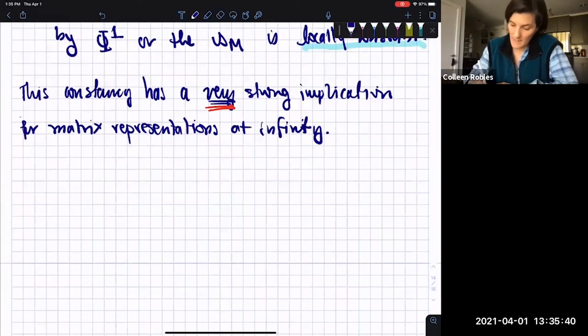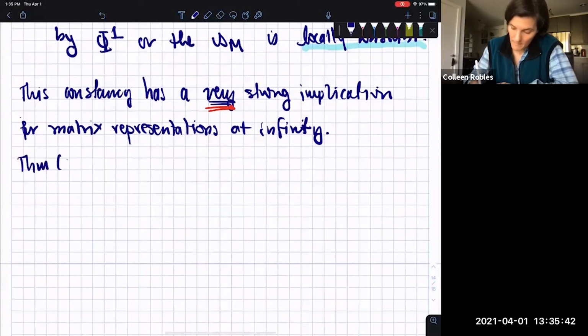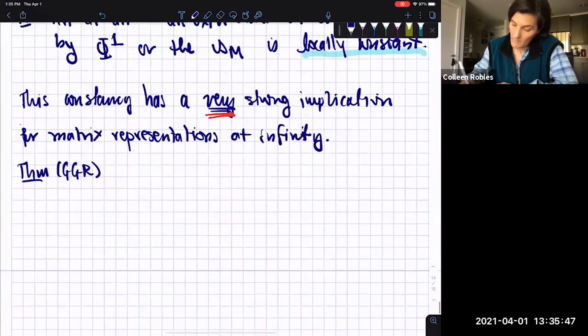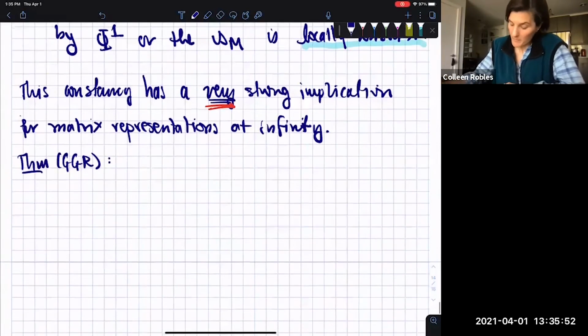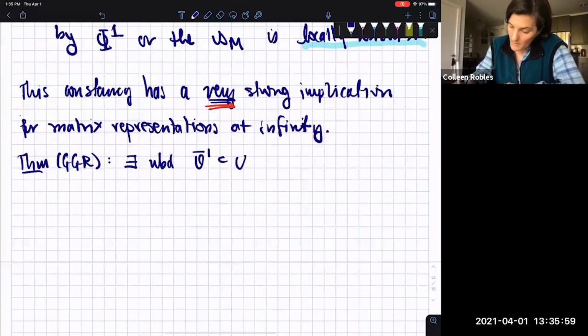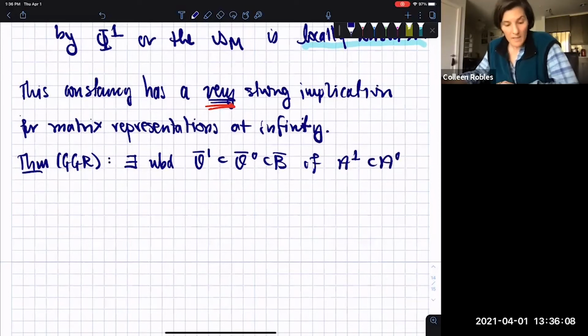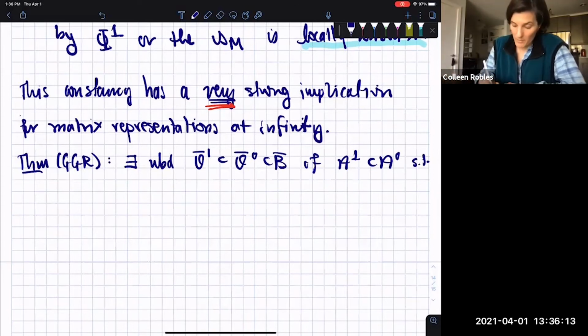So let me state the theorem. The statement is that there exists a neighborhood, O bar 1, contained in O bar naught, contained in B bar, of that fiber along which the level 1 extension data is constant, so that the following 3 properties hold.